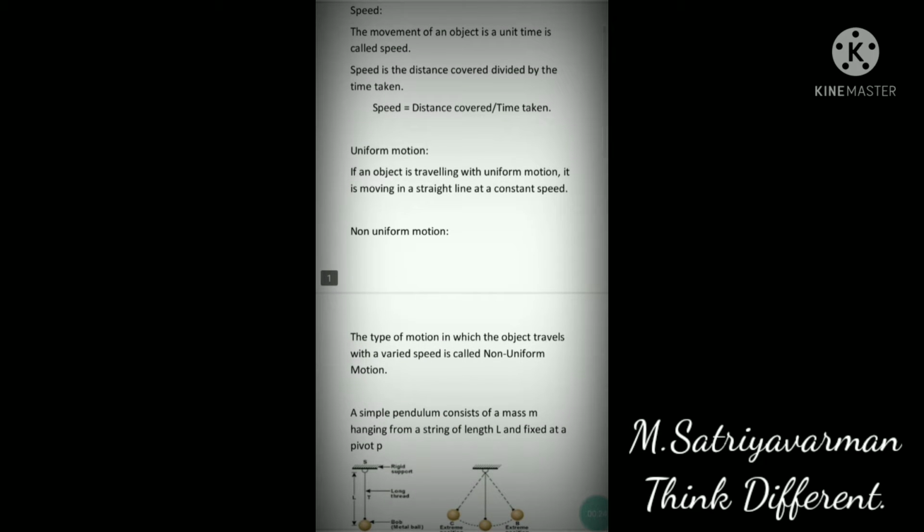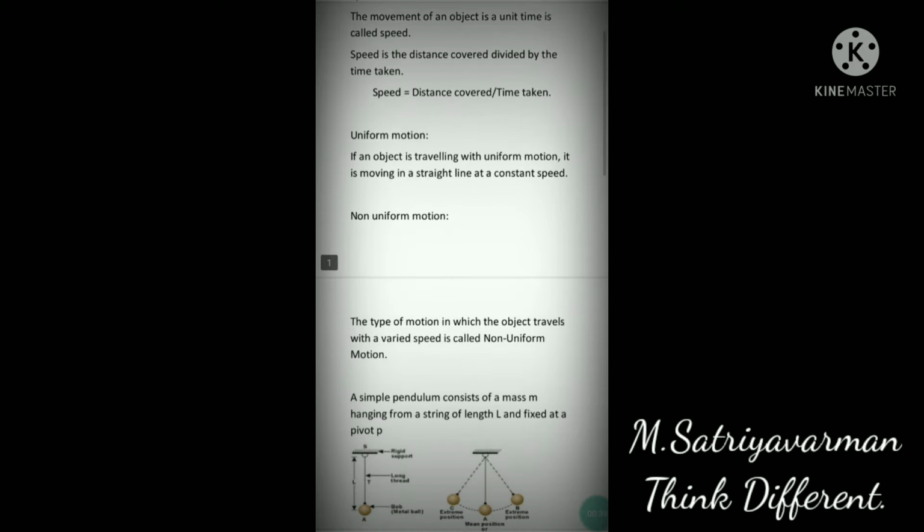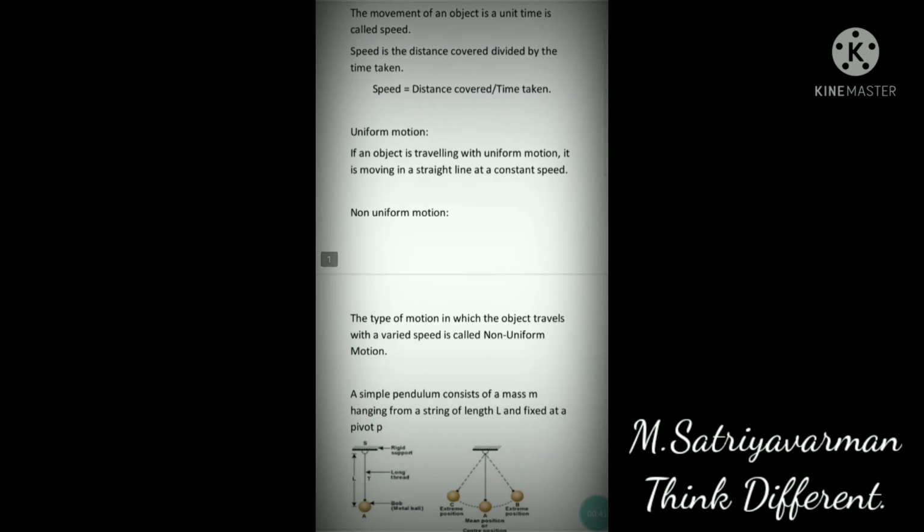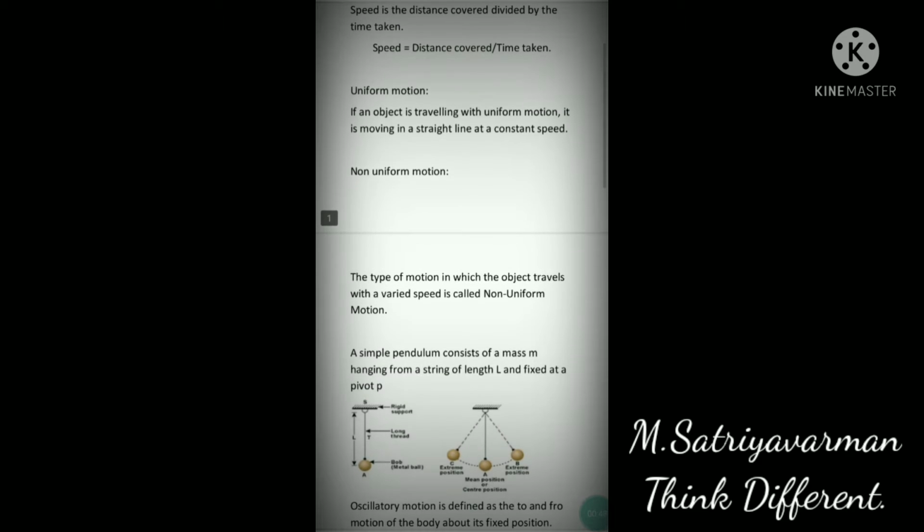First let us see what is speed. Speed is nothing but the movement of an object in a unit time. We measure speed with speedometers in vehicles. In vehicles, for measuring speed we use a speedometer, and speed means the movement of an object in a unit time. Speed is the distance covered divided by the time taken.